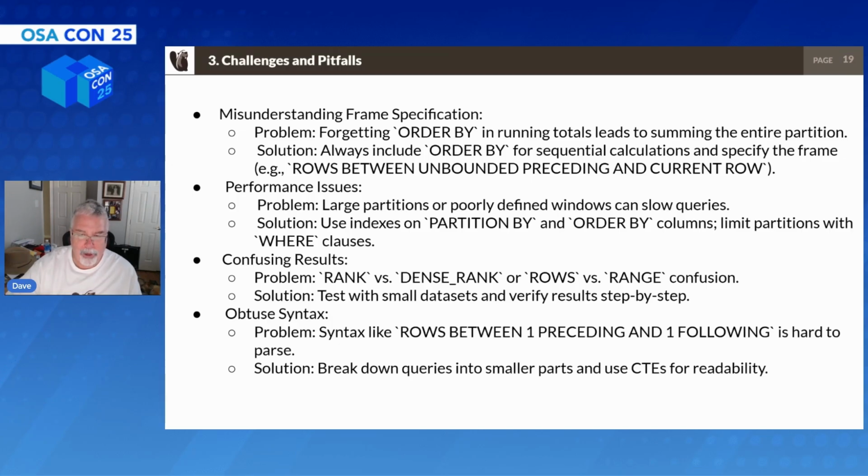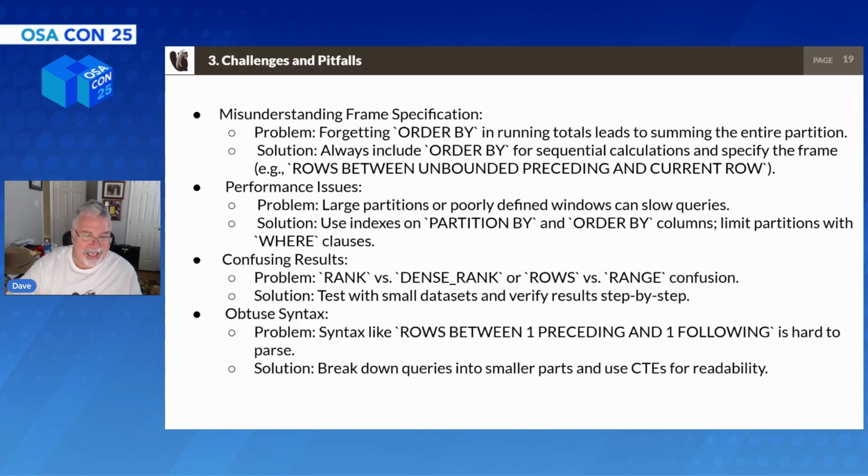Also, you need to understand the difference between a rank and a dense rank, or a row versus range. If I'm looking for a range of the five previous rows and the five following rows, that may not be what I want. So make sure that you do some hand calculations, pencil and paper. Make sure you're getting what you want.